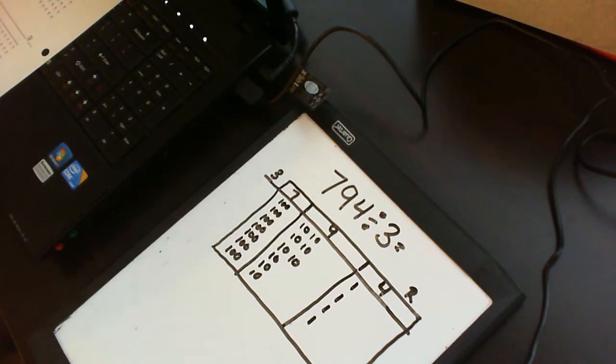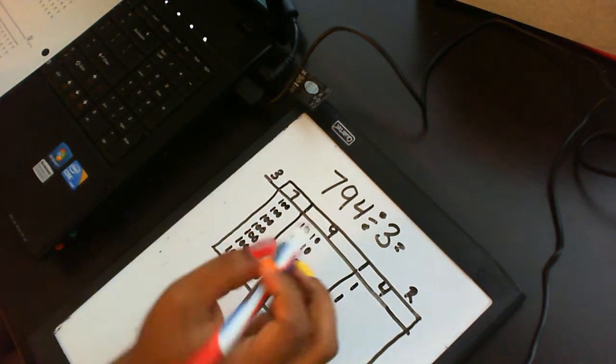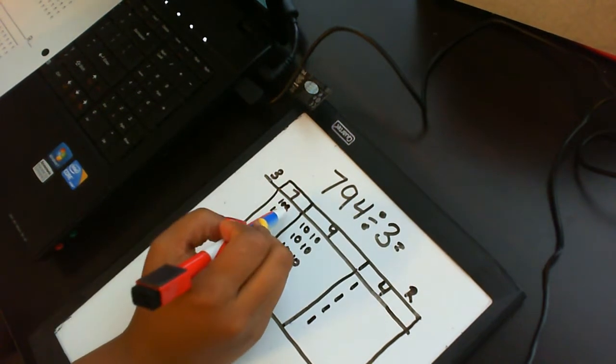So now we're going to go to my red. So the red says we're going to be making groups of 3. So 1, 2, 3.